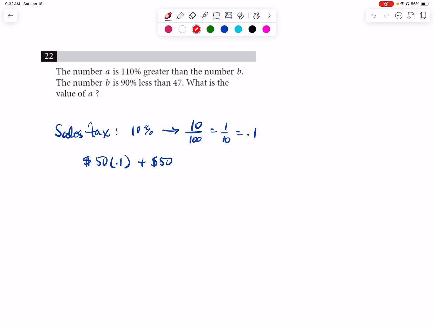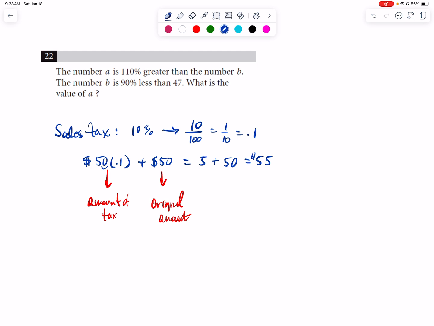So what we have over here on the left side, this is the amount of tax. And then the 50, of course, is the original price. Right? And then we could go ahead and do our computation here. So 0.1 times 50, don't even need a calculator for that. All you've got to do is move your decimal place over 1. So it's $5 of tax that you're going to add to your 50, and you get 55 bucks.